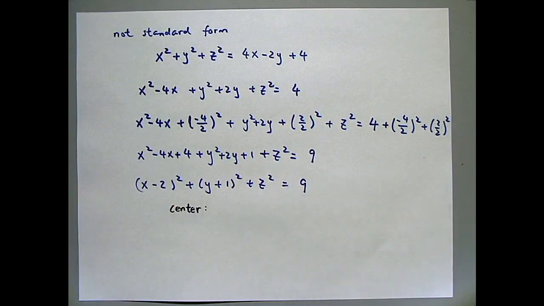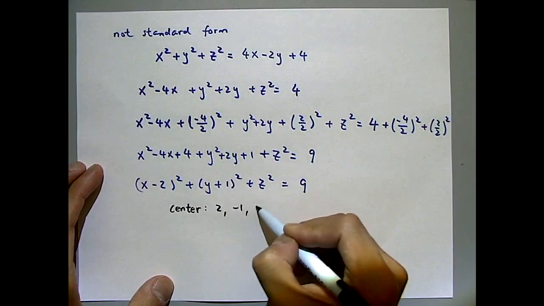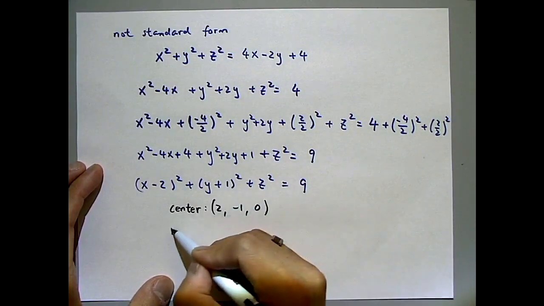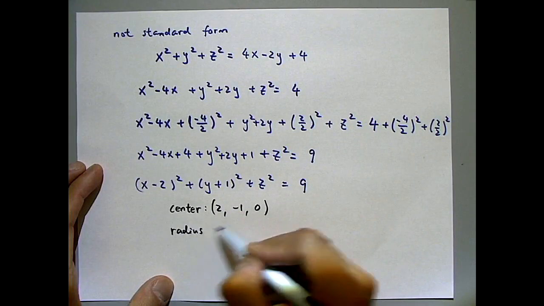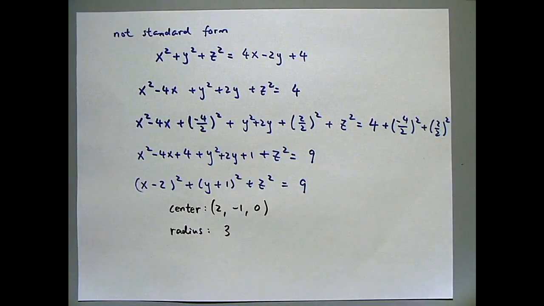So what's the center of this sphere right here? Very good. 2, minus 1, 0. And the radius? 3. Very good. We all remember this, right? Good. You should.